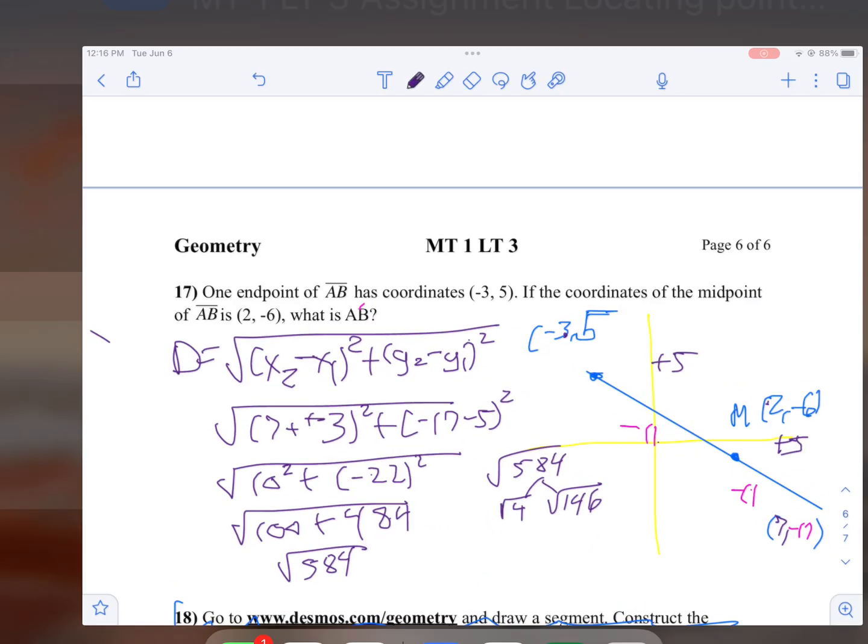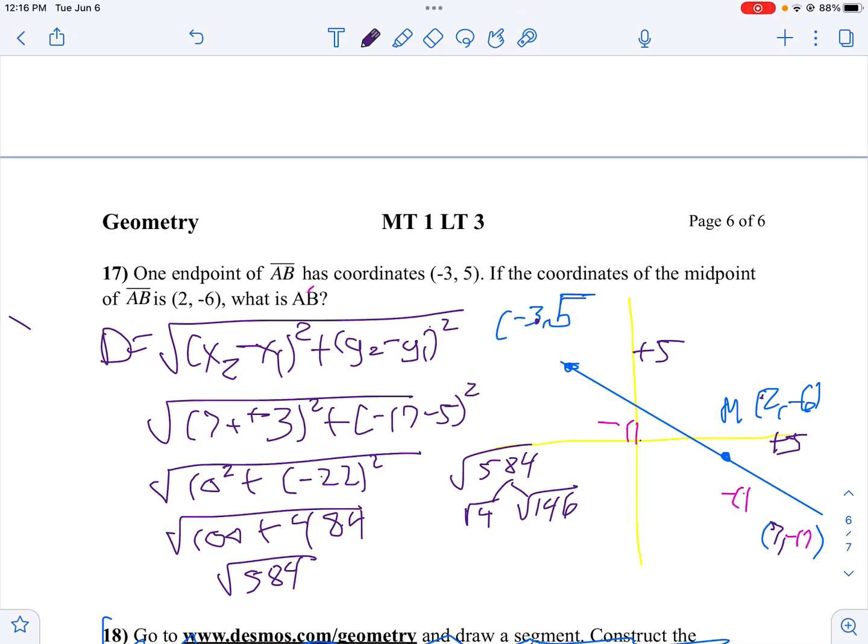So my correct answer, simplified form, the square root of 4 is 2. So it's 2 times the square root of 146. And that is the distance from A to B. Always write your square roots in simplified form. Just like we always reduce a fraction, if I have a square root, I always want to simplify that from Algebra 1. That part has not changed one bit.